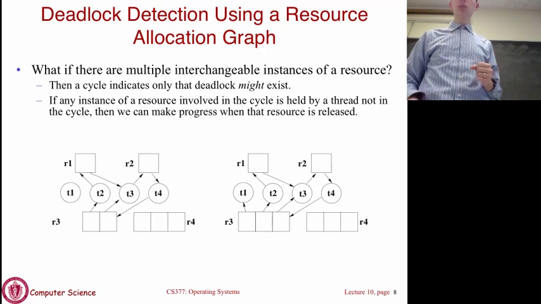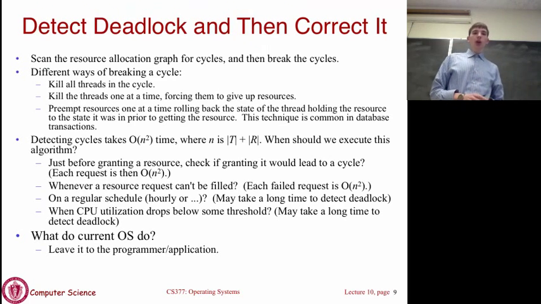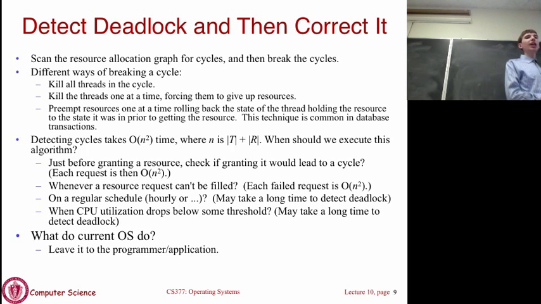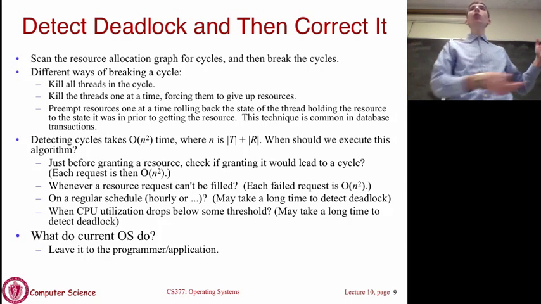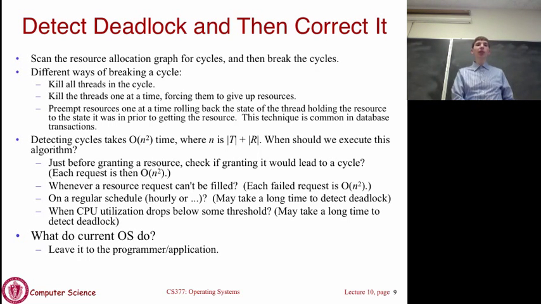Okay. So, one thing we can do is we can simply look for these deadlocks, or at least potential deadlocks, and then try to correct it. So what that means is if we have this resource allocation graph, we can look for cycles, and whenever we see a cycle, that says there might be a deadlock. So what can we actually do? We can then just break the cycles.